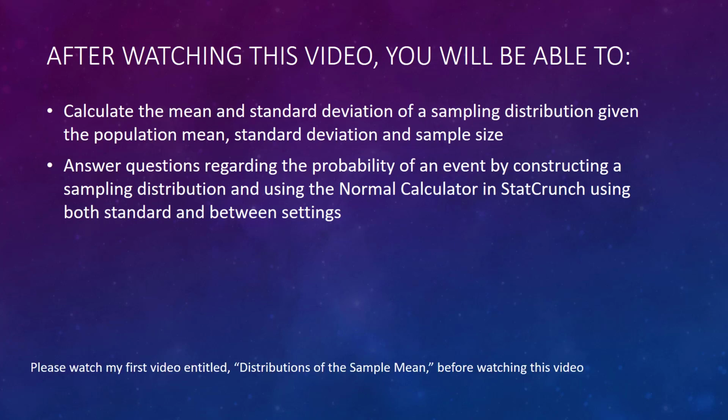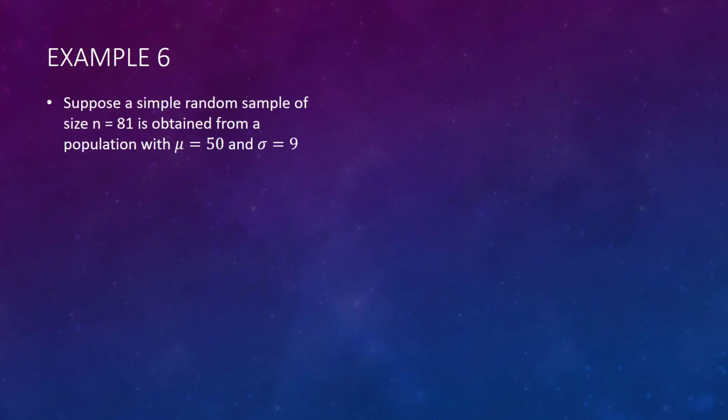If you have not already done so, please watch my first video entitled Distributions of the Sample Mean before watching this video. Example 6. We're starting on example 6 because examples 1 through 5 were covered in the previous video. Suppose a simple random sample of size n equals 81 is obtained from a population with a mean of 50 and a standard deviation of 9.